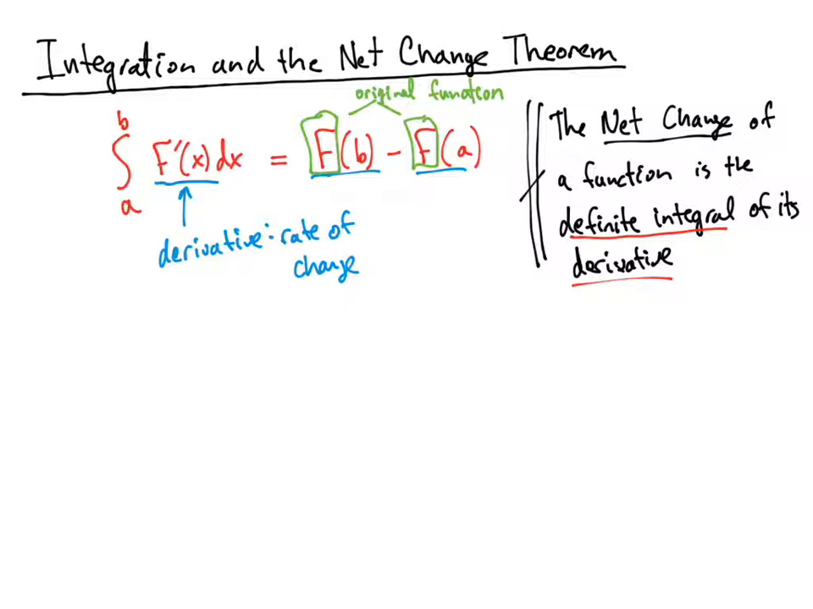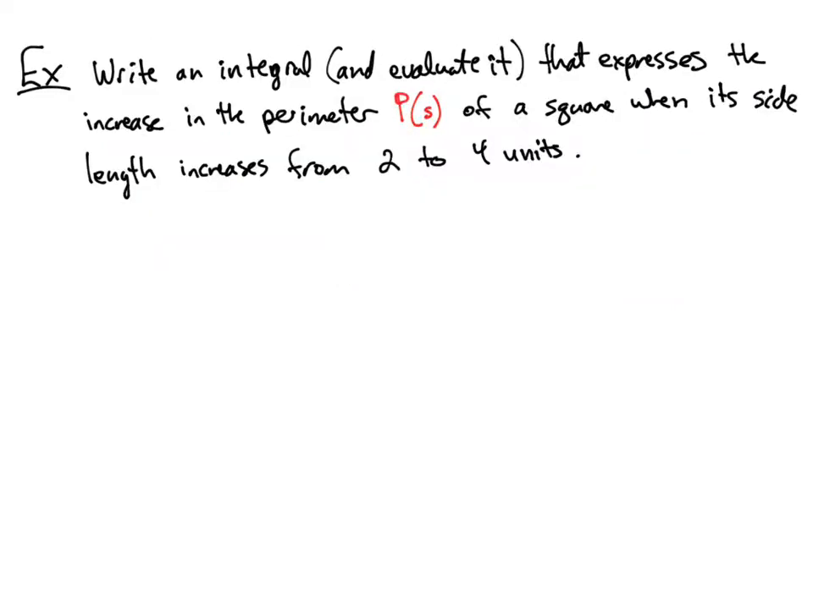So let's look at a couple examples and we'll see how this works. And again, the net change theorem is just one of the many interpretations that we can apply to a definite integral. We'll start with a basic example. It says, write an integral and evaluate it that expresses the increase in the perimeter, P of S, of a square when its side length increases from 2 to 4 units.